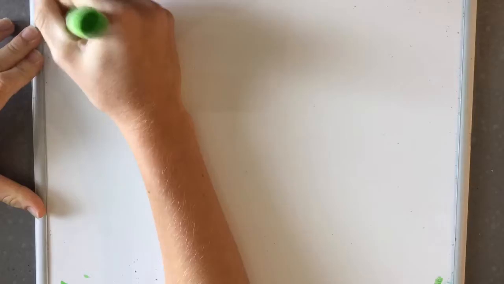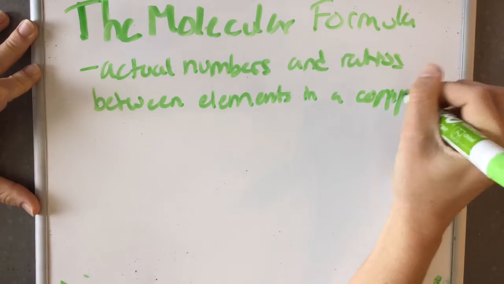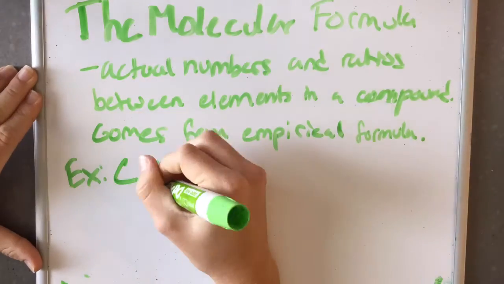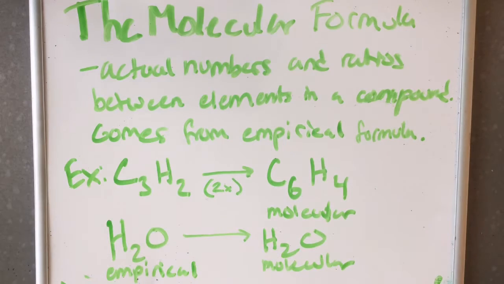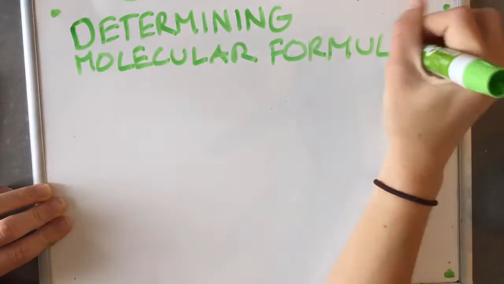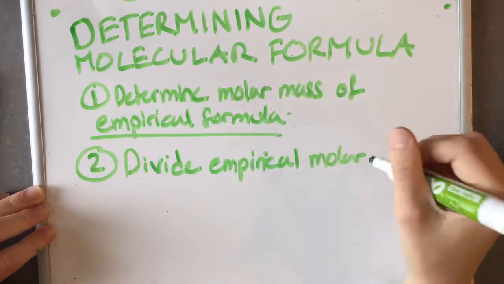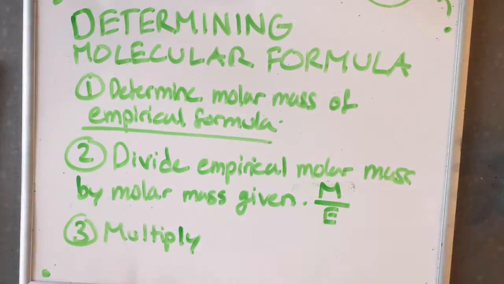Moving on from the empirical formula, the molecular formula consists of the actual numbers of atoms of each element that occur in the compound. In certain cases, it is possible for the molecular formula to also be its empirical formula, like H2O, but in most cases, it's just a multiple of its empirical formula. In order to determine the molecular formula, you need to first determine the molar mass of a compound's empirical formula, and then divide the molar mass of the molecular formula given by it. Lastly, multiply the new ratio by each of the elements in the empirical formula.